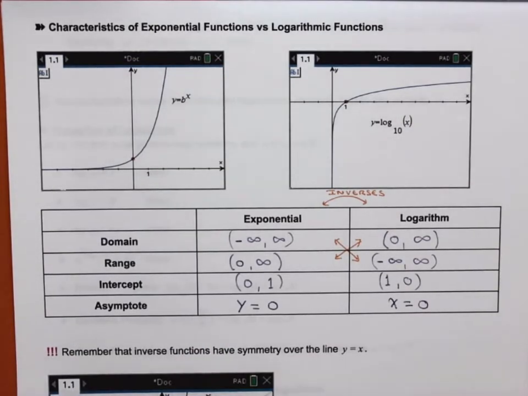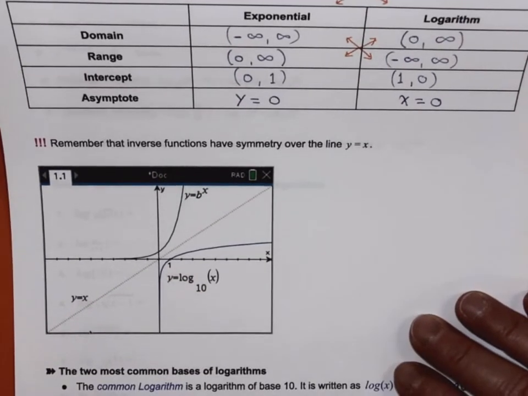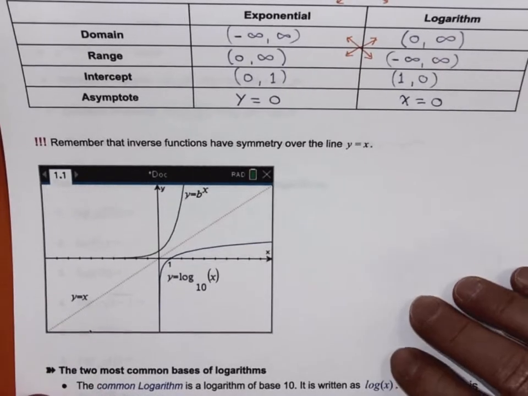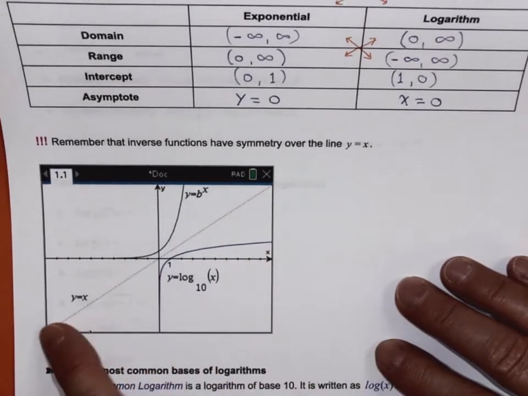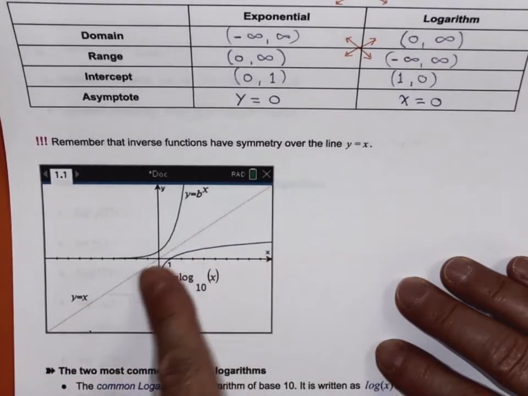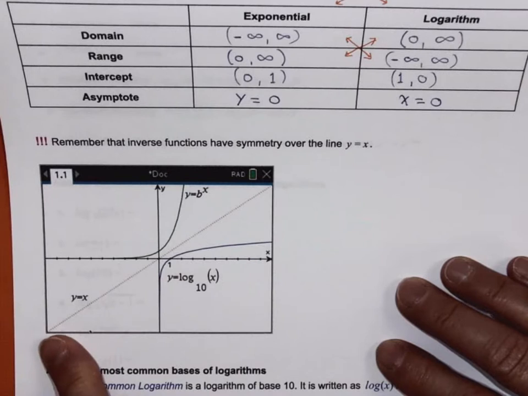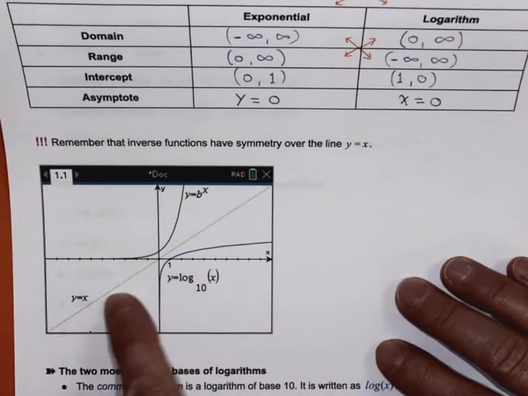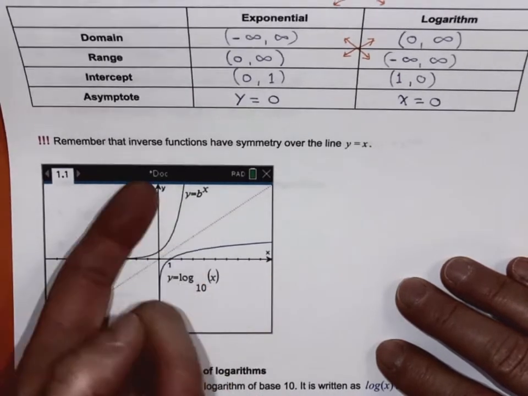And then I graphed here both of them together on the same Cartesian plane. So here is my exponential, here is my logarithm, and then remember what we said, every inverse pair is symmetrical over the line y equals x. So I graphed in a dashed manner here the line y equals x, so you can really see how they're mirrors of each other, right?